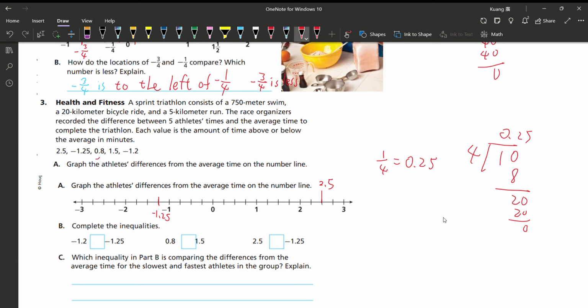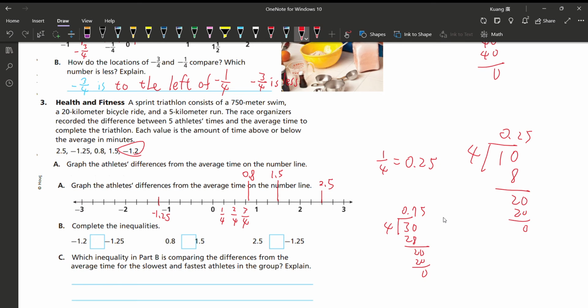This is negative 1.25, and then negative 1.5, negative 1.75, right? And 0.8: this is a quarter, 2/4, 3/4. 3/4, if you convert to decimals, is 0.75, right? So 0.8 is to the right of this point, around here, so 0.8. And 1.5 is in the middle, so 1.5 is here.